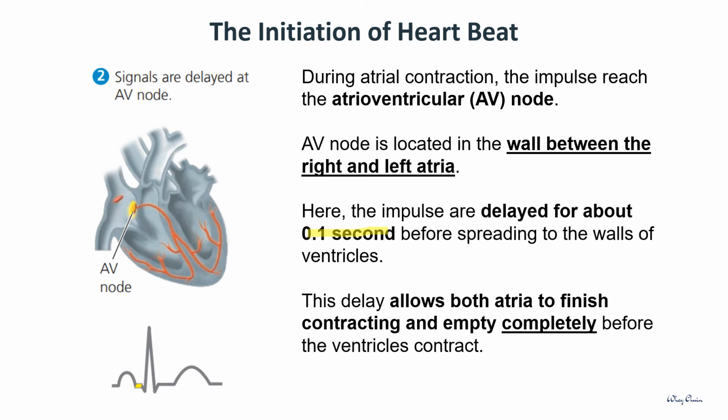Kenapa dia nak menangguh transmission of the impulse? Because they want to make sure both atria can contract completely to empty the blood into the ventricles.